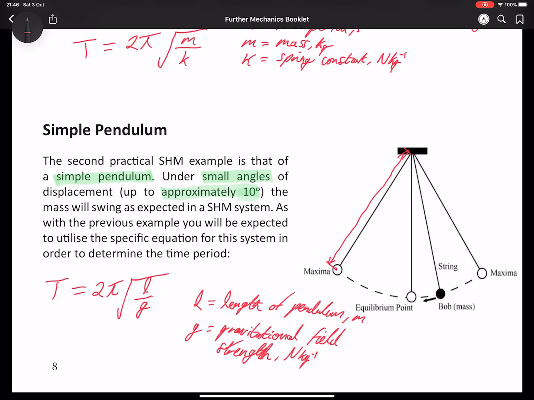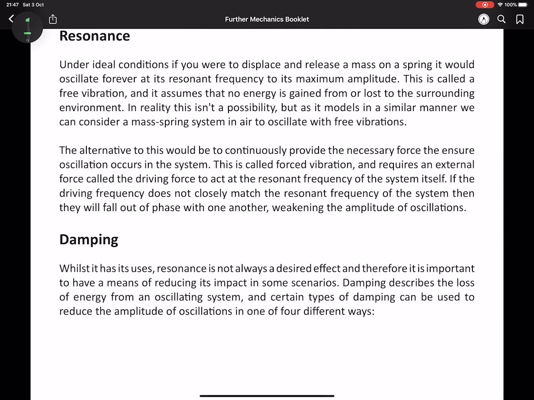Now, with systems, we also have to consider the idea of resonance. Now, this ties in a bit with the waves topic, but we know that under ideal conditions, we can approach things like resonance quite easily. So remember, ideal conditions are where you have no external interaction, no forces or anything else affecting your system. It is isolated.